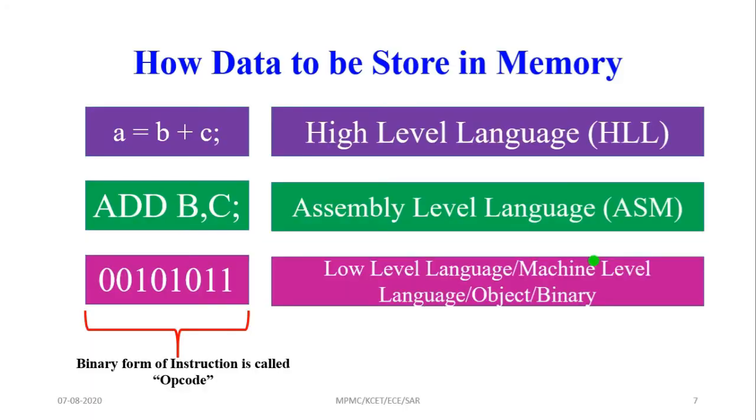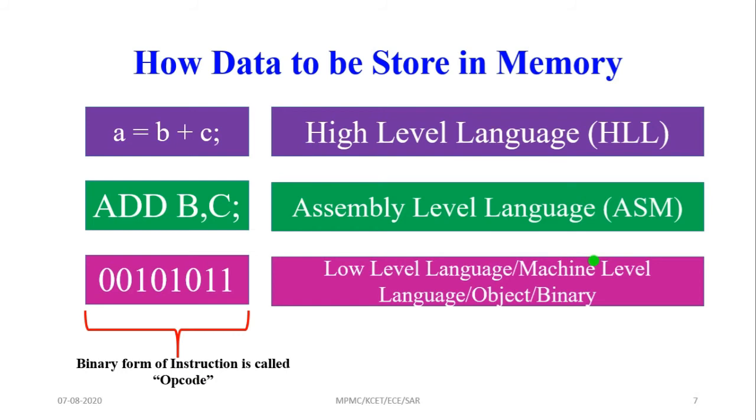This is the high level language. In a microprocessor, we are using the assembly level language. It can represent add B comma C. Okay, add B comma C. Both are similar, but this is the high level language and this is the assembly language.